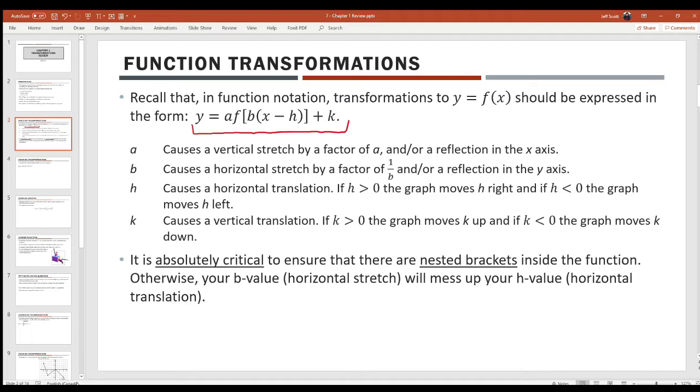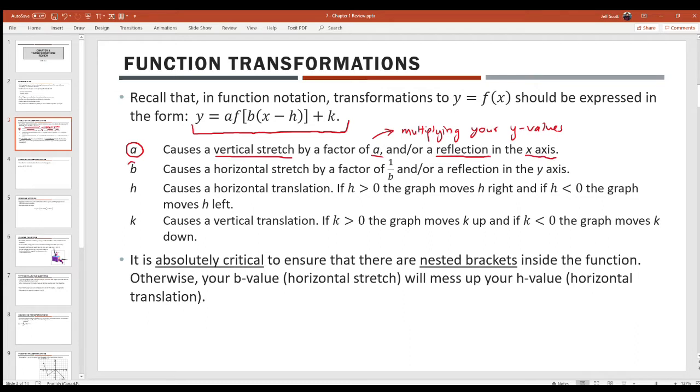When you have it in this form, your a value, the number that's on the outside of the whole thing, is the amount that you're going to be doing a vertical stretch by. So a vertical stretch by a factor of a. Now remember, a vertical stretch really just means you're multiplying your y values. Now another thing to notice is if your a value was negative, you'd be also doing a reflection in the x-axis, or in other words, a vertical reflection.